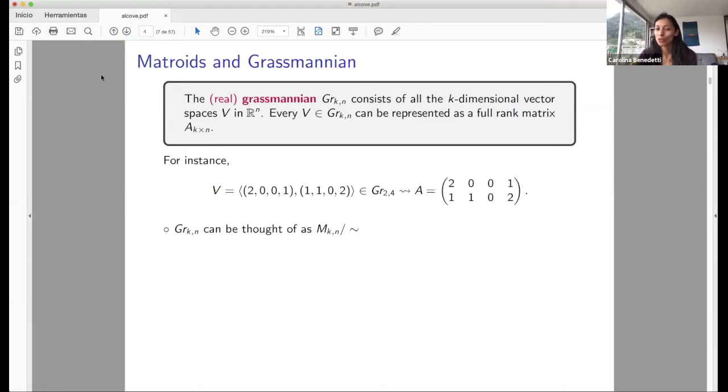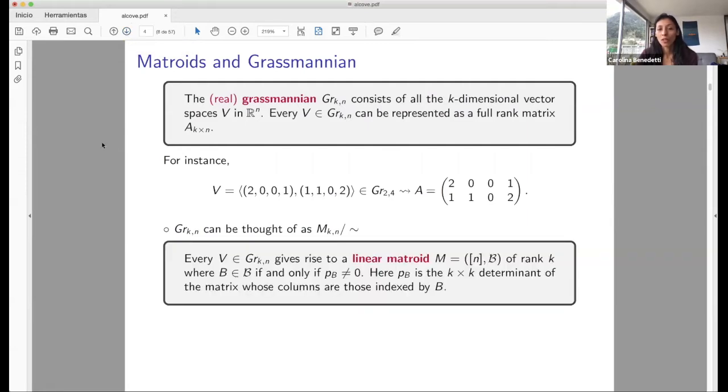I'm not going to give the general definitions of what a matroid is, but for the purpose of this talk, it suffices to talk about linear matroids. So linear matroids are precisely the combinatorial gadget derived from the abstraction of the concept of linear independence, or objects in the Grassmannian. More precisely, an element in the Grassmannian Gr(2,4), or Gr(k,n) in general, is going to give rise to what I call a linear matroid.